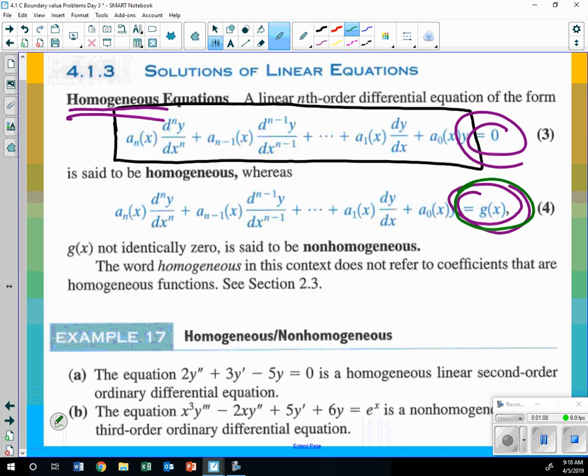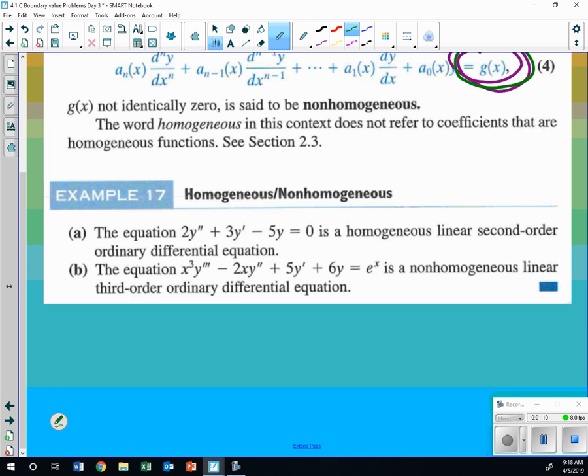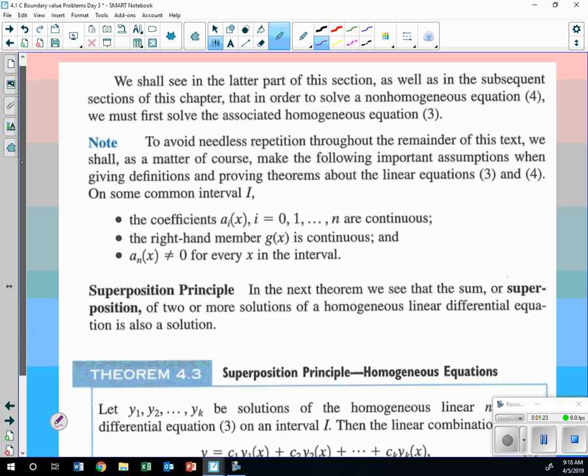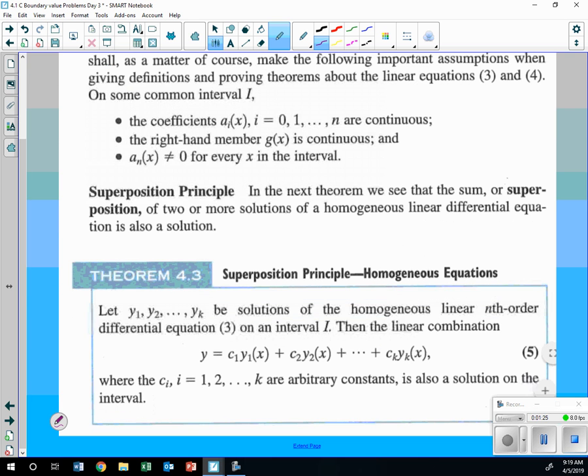So what does that have to do with anything? Well, with the examples you can see, which of those two is homogeneous? Not hard. Homogeneous. And what's this one? Non-homogeneous.